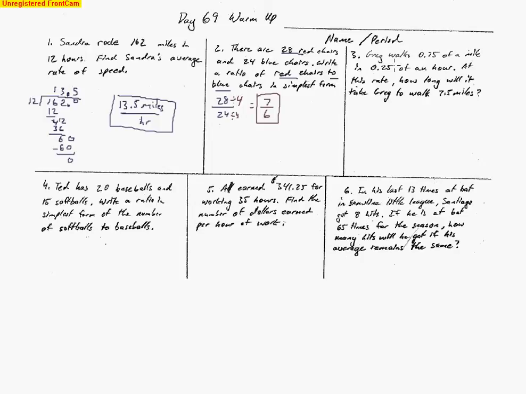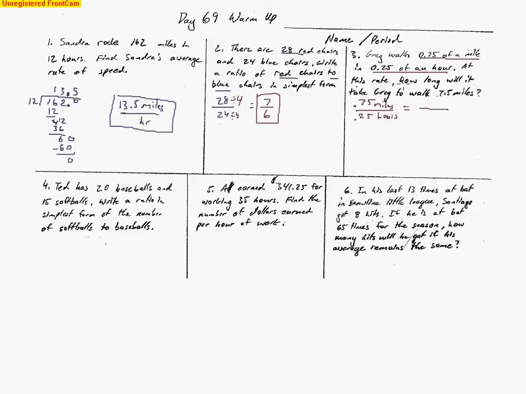Here it talks about how Greg walks 75 hundredths of a mile in 25 hundredths of an hour. At this rate, how long will it take Greg to walk 7.5 miles? So we've got a proportion here. So let's write a ratio of this one. 75 hundredths of a mile. So we're going to write 0.75 miles, and then it's in 0.25 hours. So our next ratio is going to be exactly the same, except different numbers.